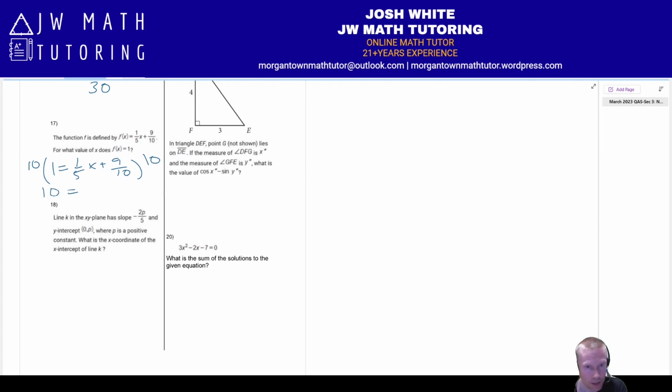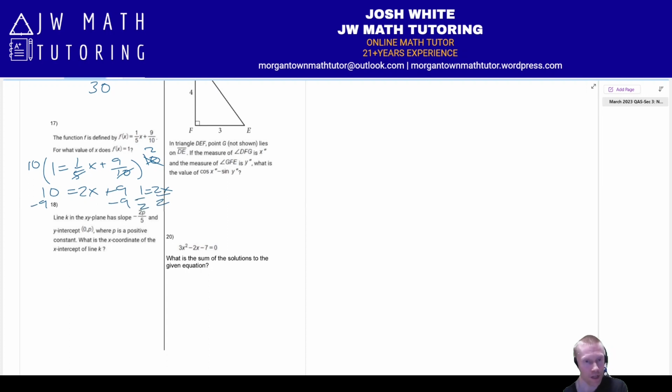That will clear out the fractions on the right, because 5 will go into 10 2 times. So I got 2x. 10 will go into 10 one time, and therefore I'll be left with a 9. Go ahead and subtract 9. 1 equals 2x, divide by 2.